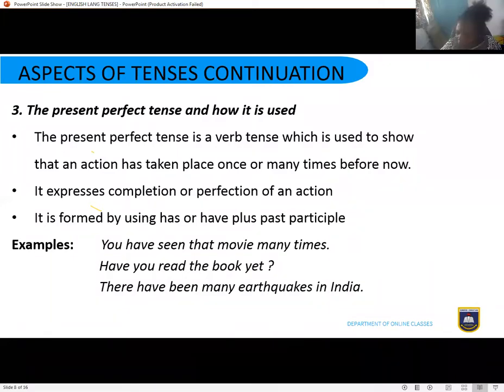Now we treated prepositions. Do you remember that? Yes, madam. Very good.